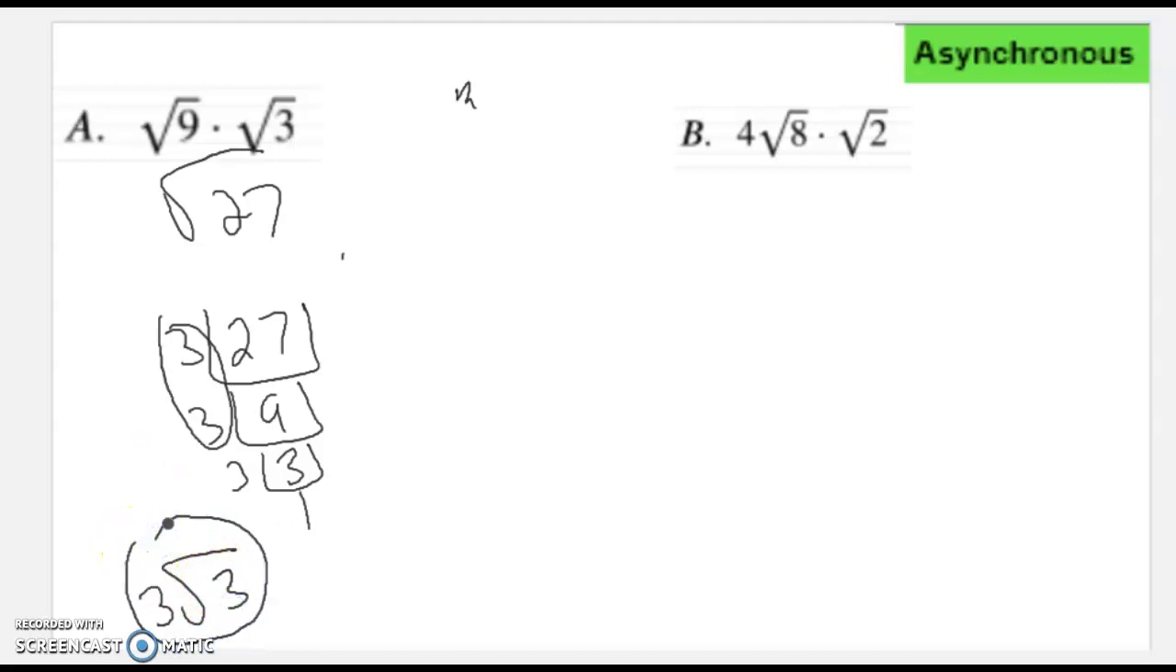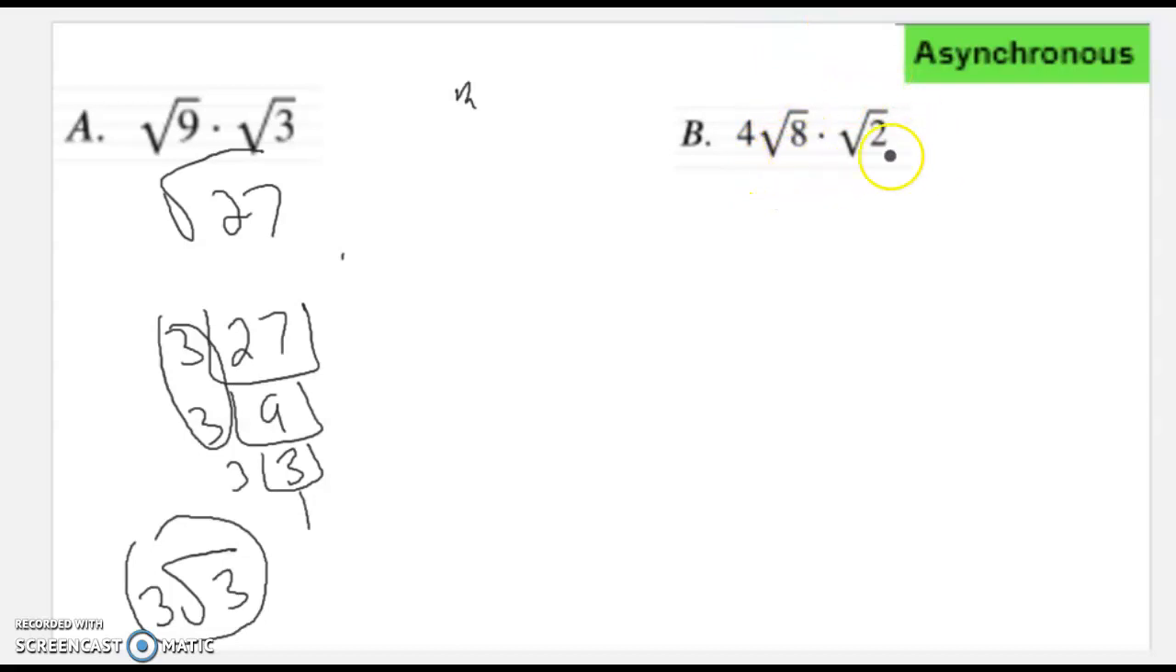And if you tested that out on your calculator, if you put the 3 square root of 3, you get 5.196152432. And if you did the square root of 9 multiplied by the square root of 3 on your calculator, you get the same exact thing. So we know that we did it correct.